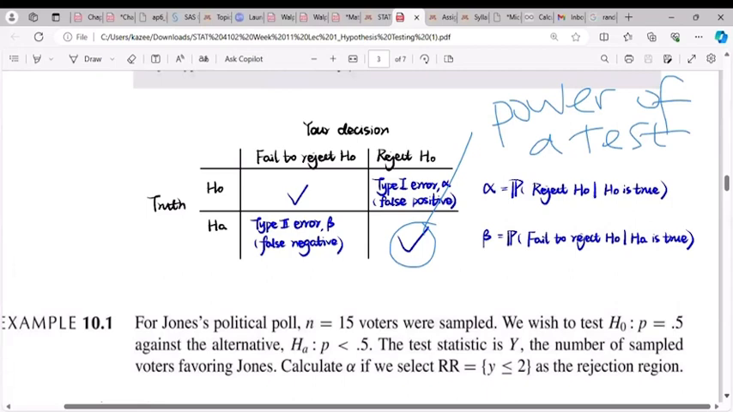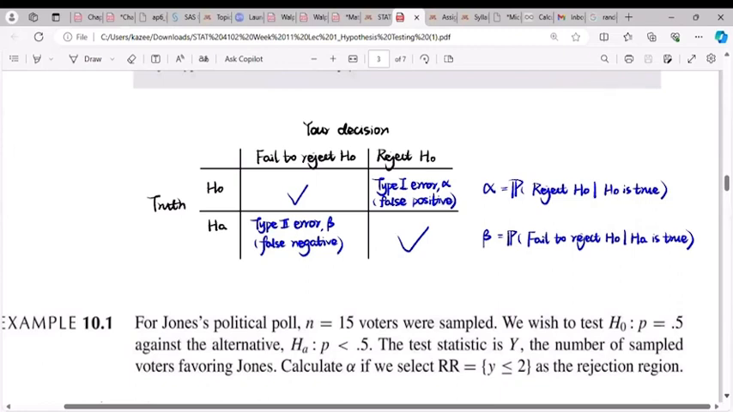That is what we call the power of a test. But what we don't want is this one here and this one here. Because when the null hypothesis is true and you reject it, that's a type 1 error, and that is what we call a false positive. The null hypothesis is true, you reject it.